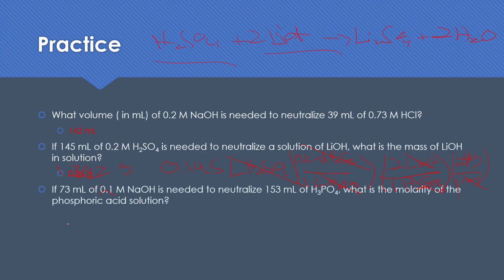Finally, if 73 milliliters of 0.1 molar sodium hydroxide is needed to neutralize 153 milliliters of phosphoric acid, what is the molarity of the phosphoric acid solution? All right. So, we're starting with 0.073 liters, 0.1 moles of sodium hydroxide per 1 liter.